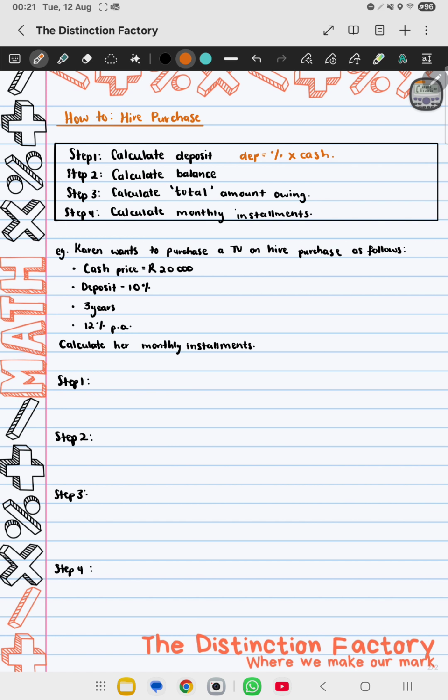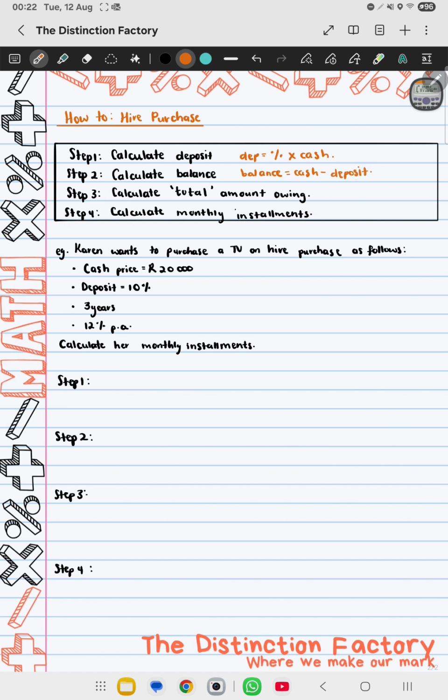Okay, the second step says calculate the balance. So the balance is whatever you have left over to pay. Remember, you've paid up your deposit. You do not owe anything on that anymore. It's only whatever's left over. So in order to calculate your balance, you're just going to take your cash price and subtract your deposit from it.